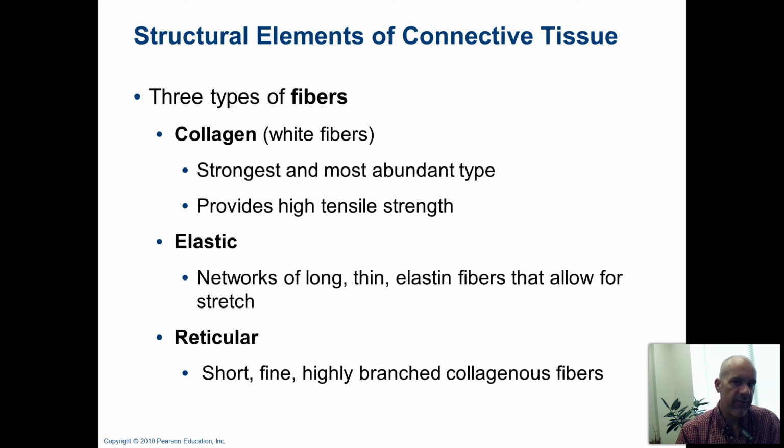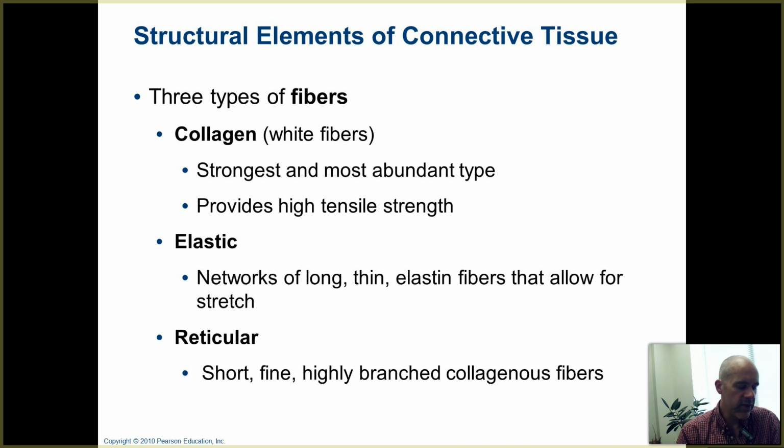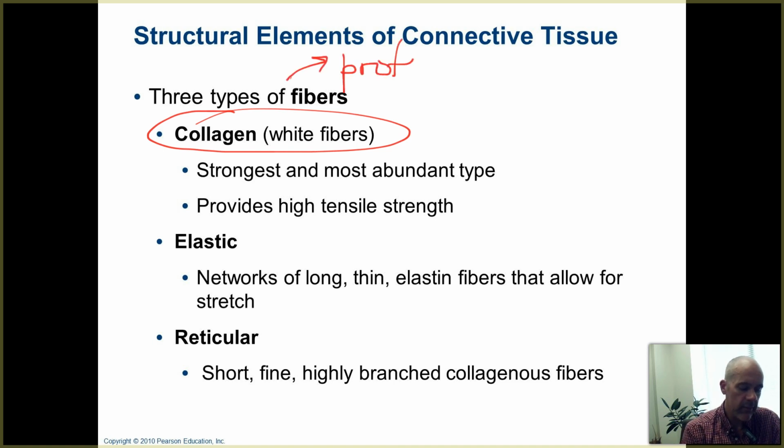All right, what about these fibers that we said we have running through our connective tissues? There are three major types. Collagen, and all of these are built from proteins. These are protein fibers. And proteins are built by your cells. So the cells in the connective tissues actually produce these fibers, and then they release them into their surroundings. So they're actually constructing all of these things.